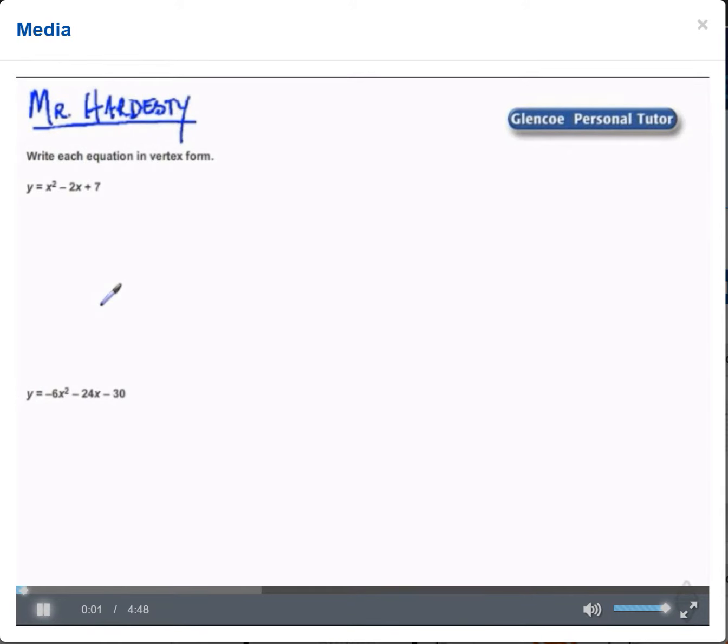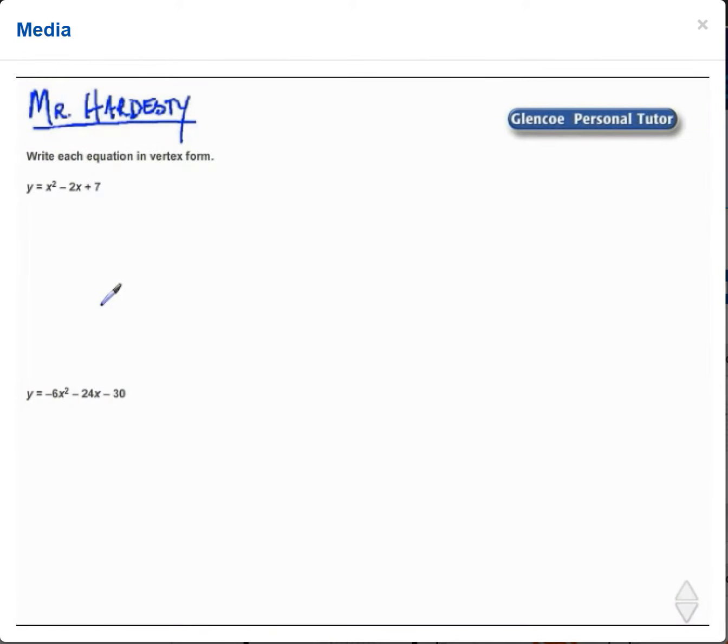This is Mr. Hardesty. In our next example, we'll write functions in vertex form. Write each equation in vertex form. y equals x squared minus 2x plus 7.